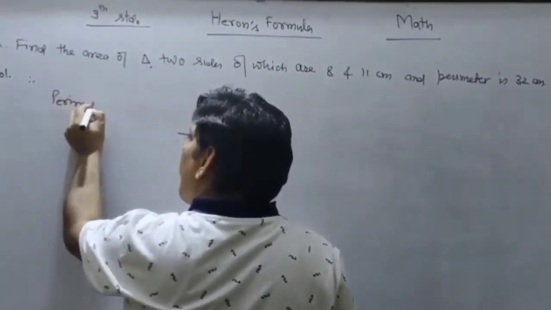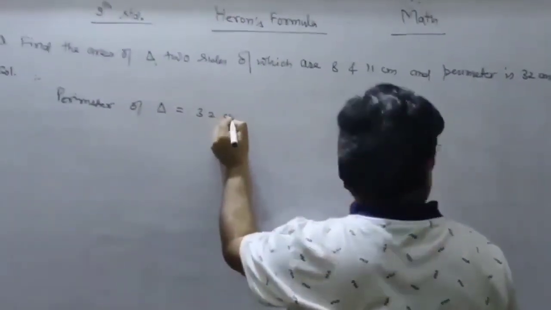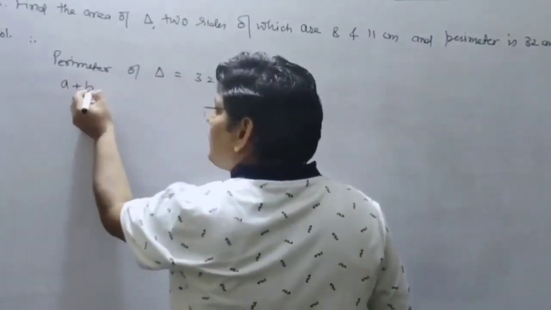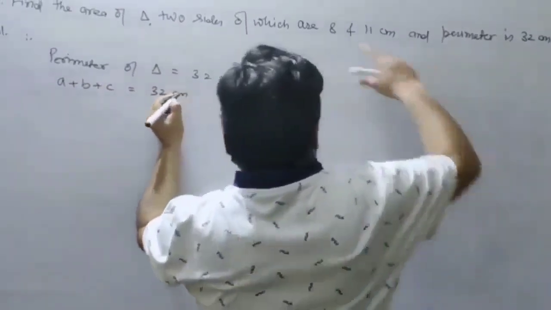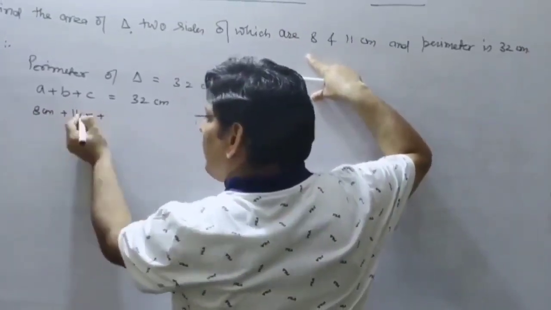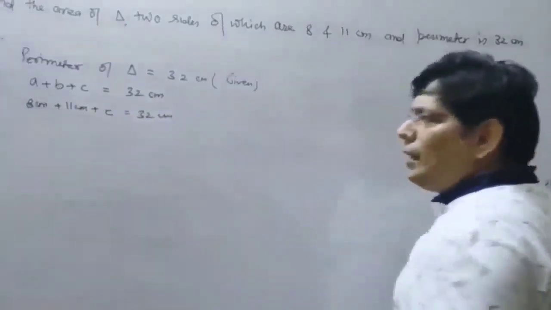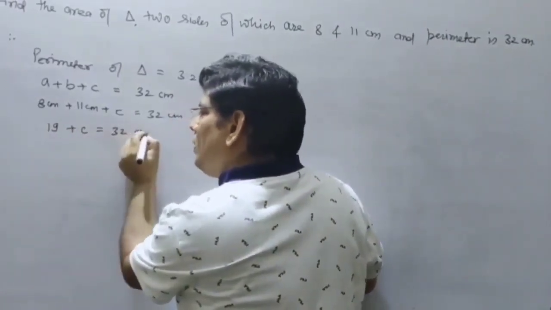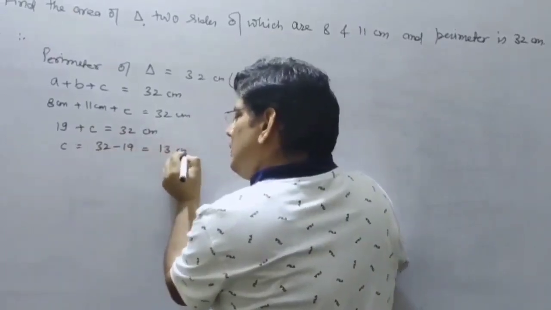perimeter of triangle that is 32 सेंटीमीटर और दैट इज गिवन। अब पेरीमीटर का मतलब होता है तीनों साइड्स का सम, दैट मीन्स a plus b plus c equals to 32 centimeter. a means 8 centimeter, b means 11 centimeter and c is not given, so 32 centimeter, 8 plus 11 that is 19 centimeter plus c equals to 32 centimeter. C we should calculate 32 minus 19, that is 13 centimeter.